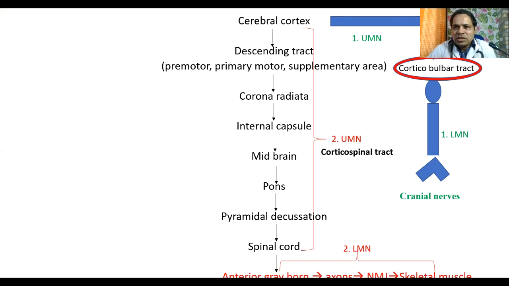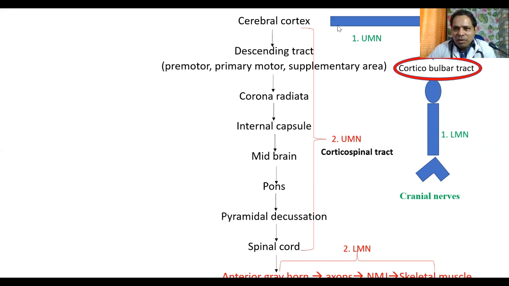So this is the cortico-bulbar tract, and this is the corticospinal tract. Whereas from the cranial nerve nuclei, we have cranial nerves that form lower motor neuron 1. We have told so many cranial nerve nuclei and cranial nerves here, isn't it? 10, 9, and all we told here. Whereas lower motor neuron 2 is from the spinal nerves. It is from the anterior gray horn, to axons, from there to the neuromuscular junction, to skeletal muscle. It is needed for skeletal muscle contraction.